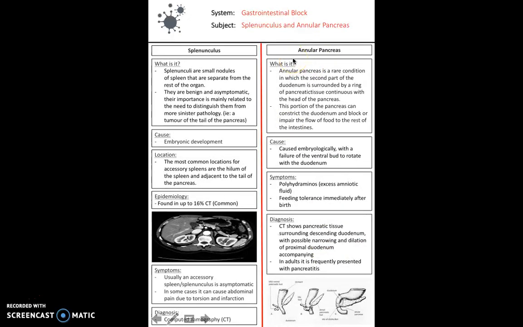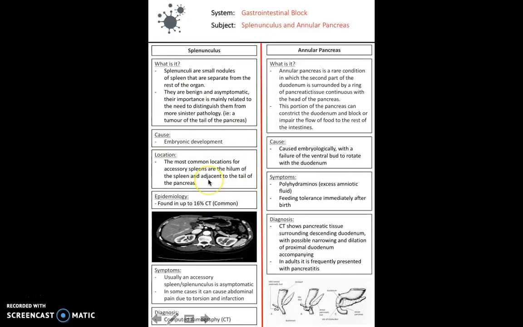Splenunculus and annular pancreas are the next ones to talk about. So splenunculus is when there are small nodules of spleen that are separate from the rest of the organ. They're benign, they're asymptomatic, but it's important to know about them. They usually occur during embryonic development.